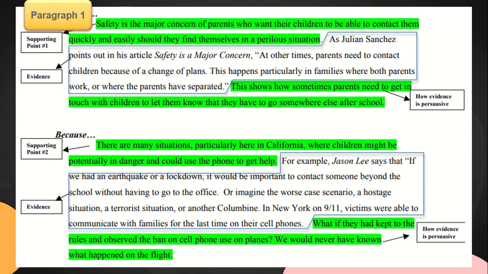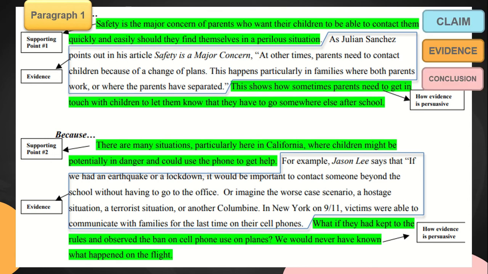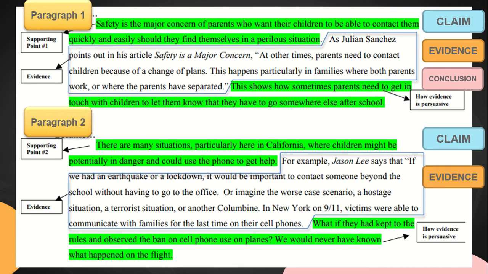So this is your paragraph number 1. As you can see, it has only a claim, evidence that supports your claim, and a conclusion that summarizes your claim and your evidence. It's the same with paragraph number 2. It also has a claim and evidence that will support your claim for paragraph number 2. And lastly is a conclusion that summarizes your claim and your evidence in a persuasive way.